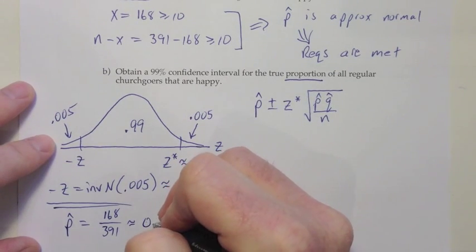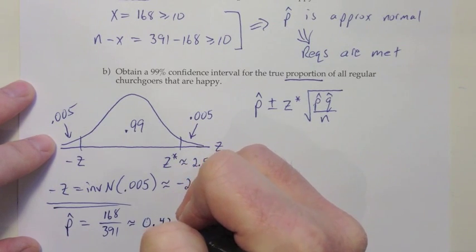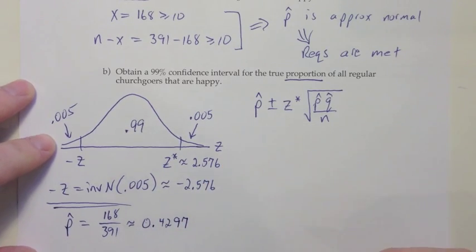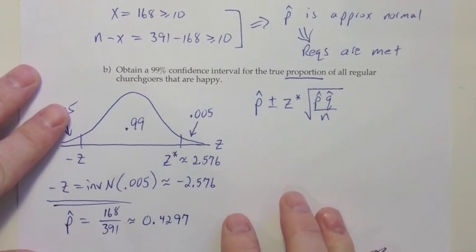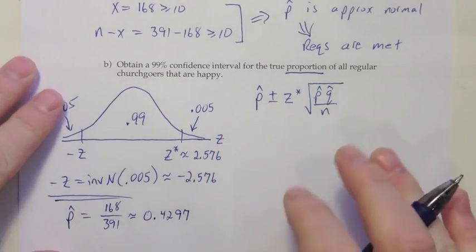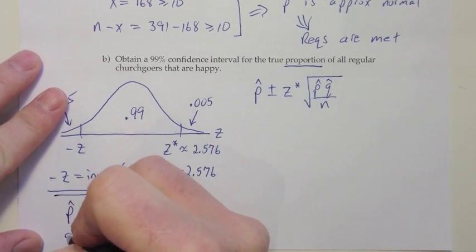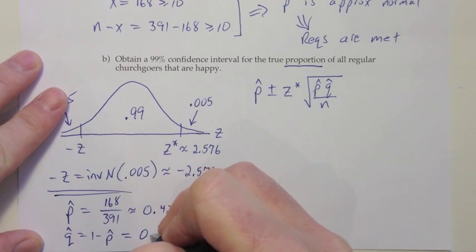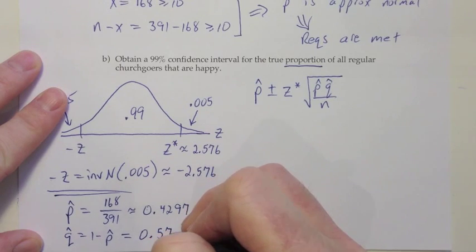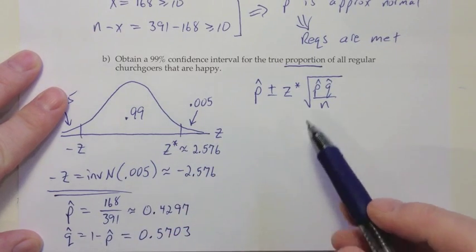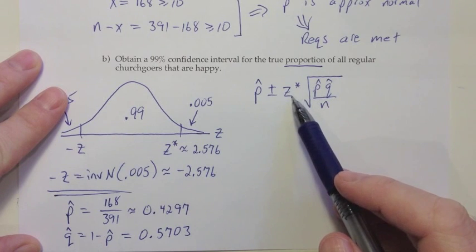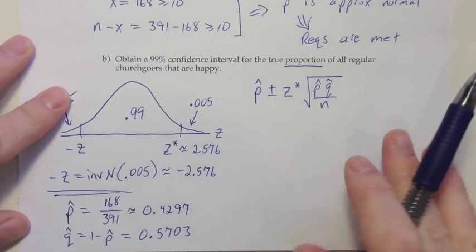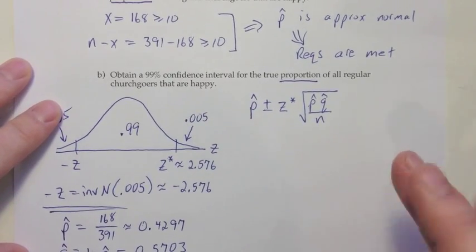And I get 0.4297. It's a 9.6, but needs to be rounded up, so that would be 9.7. So that's my p hat. And then q hat would just be 1 minus that. So q hat would be 1 minus p hat, which would be 0.5703. So now we have our p hat, we have our z star, and we know our sample size n was 391. So we have everything we need to plug into that formula, so I'm going to start working on that.